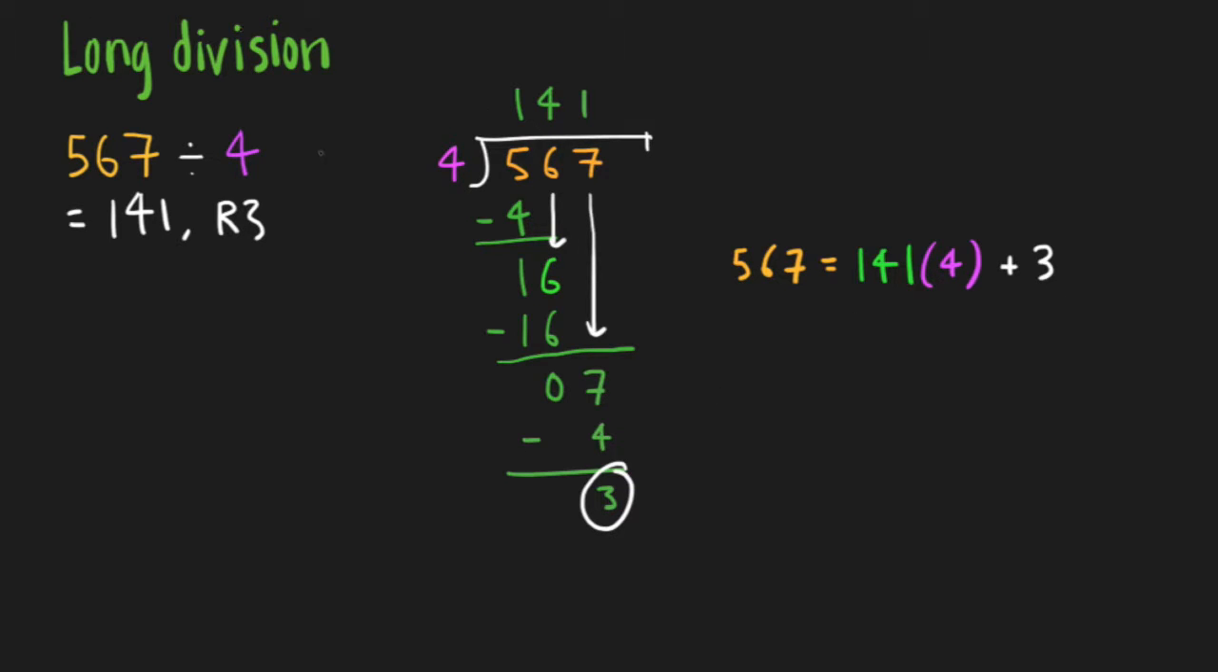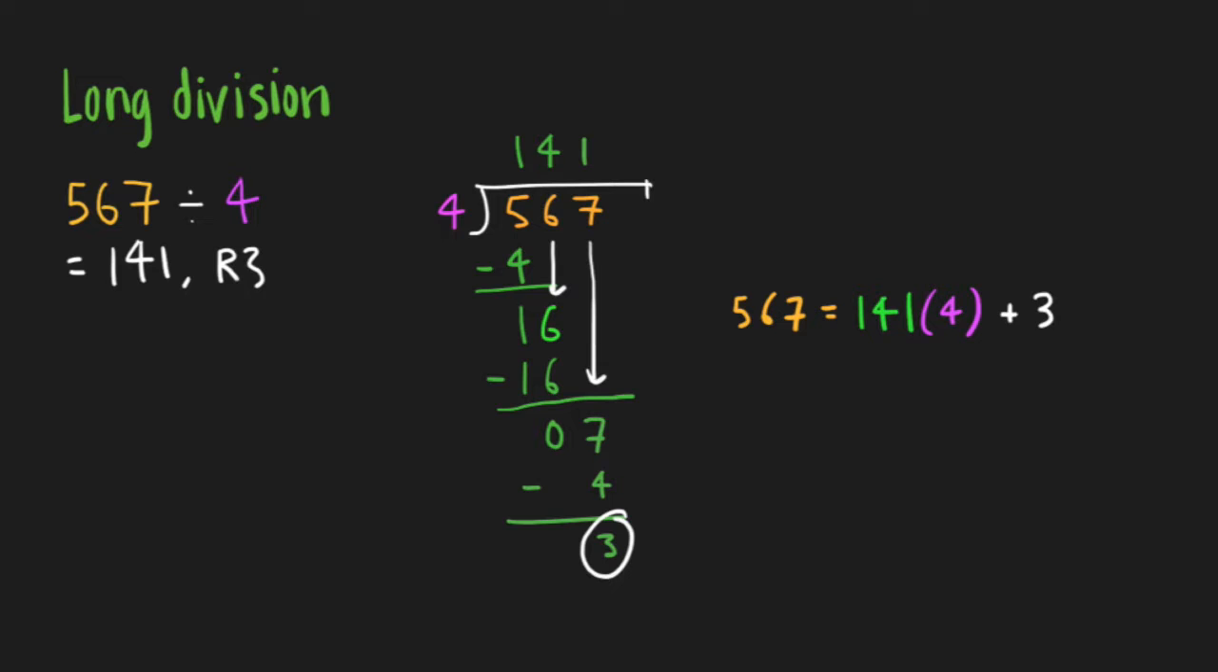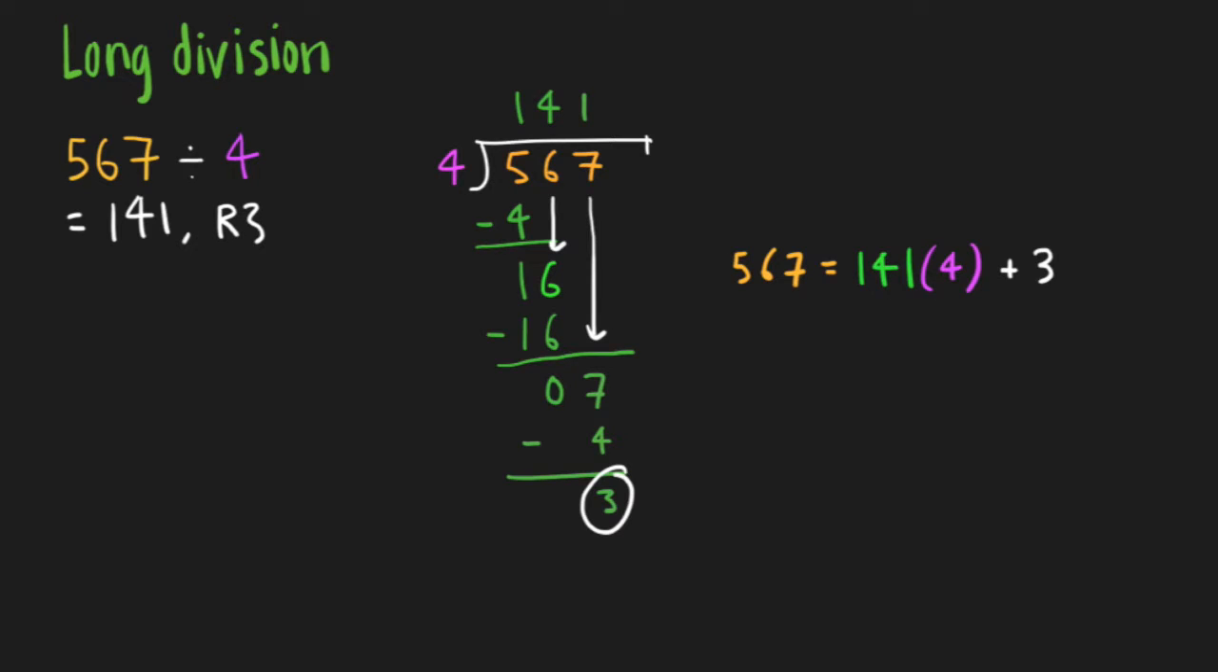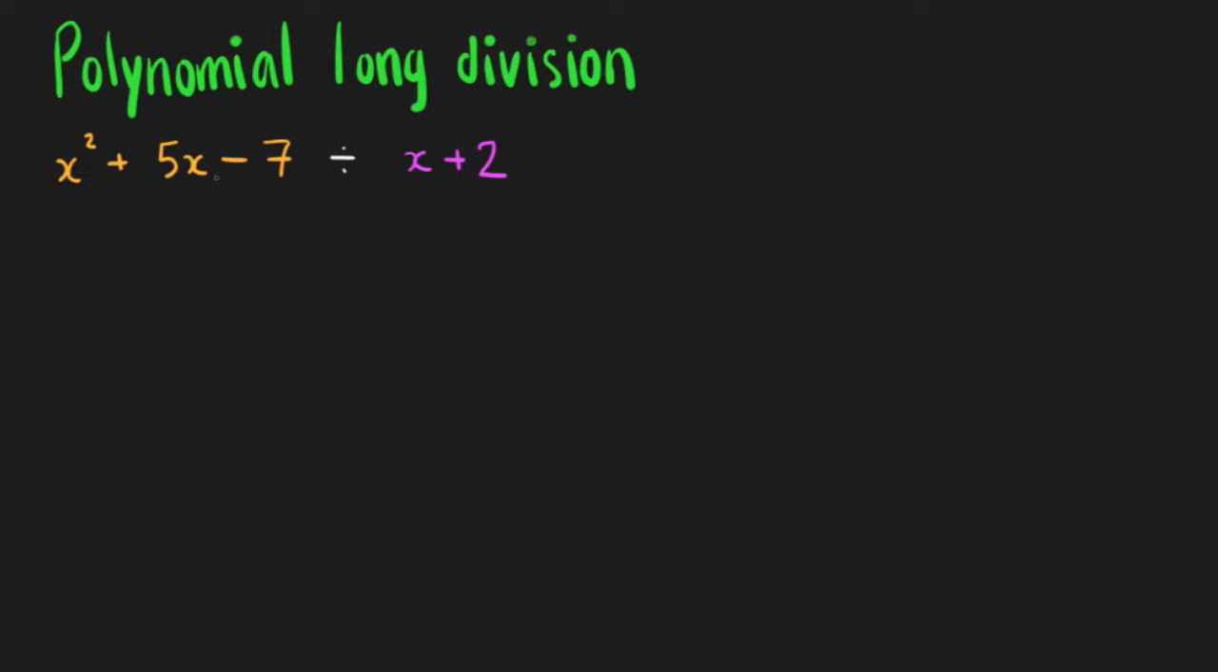So all the principles that we know about long division can be applied to polynomial long division, which, as the name suggests, is the long division of polynomials. So we've got x squared plus 5x minus 7 divided by x plus 2. So how do we do this? Well, we start by drawing that same symbol as before. What goes on the left? What we're dividing by. So we're dividing by x plus 2. And the thing that goes on the right is what we're dividing, which is x squared plus 5x minus 7. Okay?